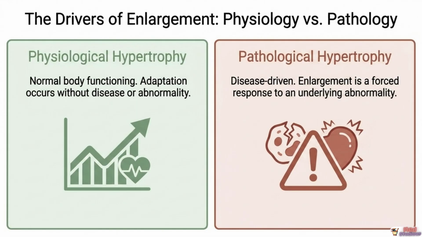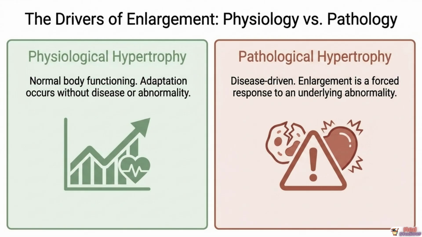Now that we understand what hypertrophy is and when it occurs, we must make a critical distinction that runs through all of pathology: the difference between physiological and pathological hypertrophy. Physiological hypertrophy occurs as part of normal, healthy body functioning. There is no underlying disease. There is no abnormality. The cell is simply responding intelligently and appropriately to legitimate, normal physiological demands. The hypertrophy is purposeful, proportionate, and fully reversible when the stimulus is removed.